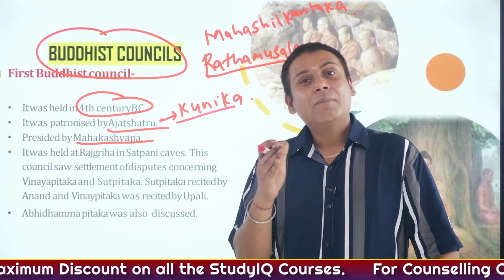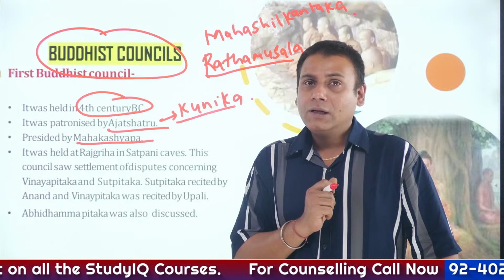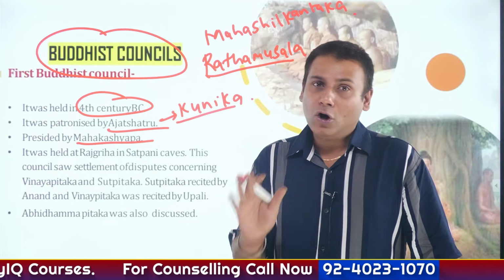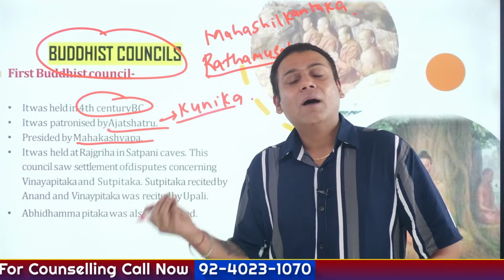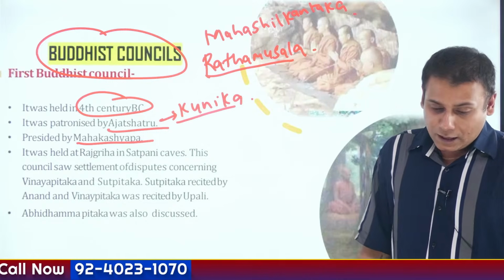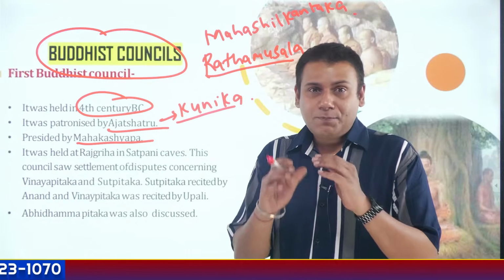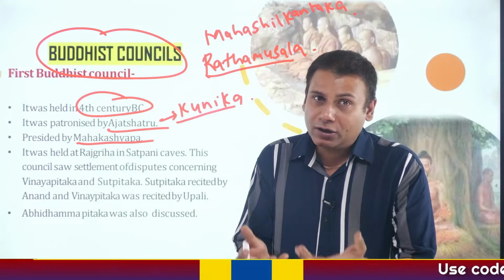Majjhima Nikaya, medium length, what we call sermons. Anguttara Nikaya and so on. And then finally comes Abhidhamma Pitaka. Abhidhamma Pitaka, precisely speaking, specifies the various Buddhist doctrines.